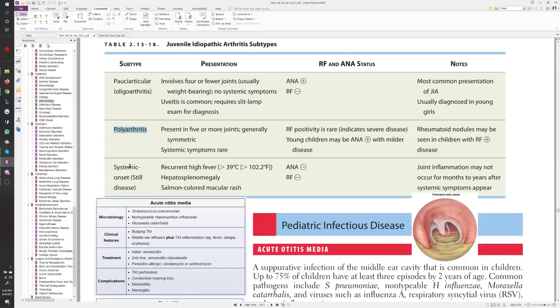And then the last one, systemic onset. Right, systemic onset version of juvenile idiopathic arthritis. This one has recurrent fever, hepatosplenomegaly, and a salmon-colored macular rash. No antibodies or factors or anything, but the joint inflammation is the main problem. Joint inflammation may not occur for months to years after systemic symptoms appear.